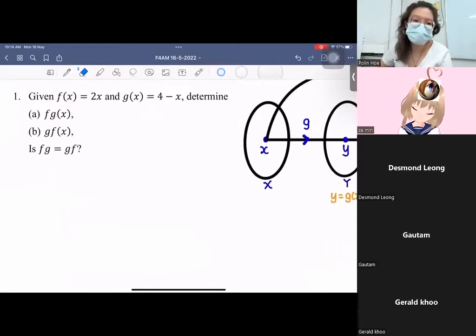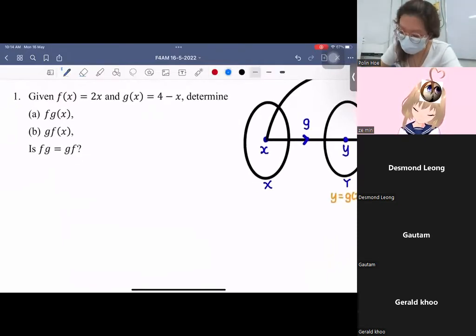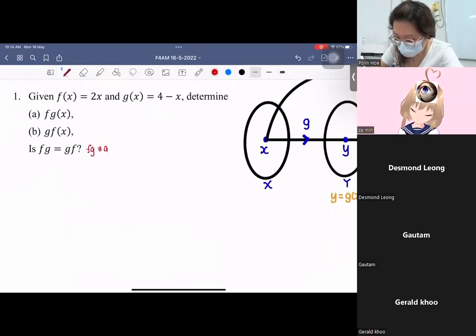And for composite functions, the first thing that you have to know is fg is not equal to gf, unless at a specific value of x.